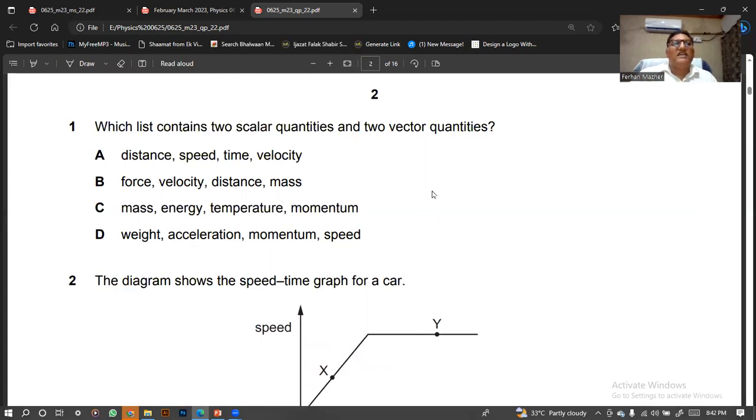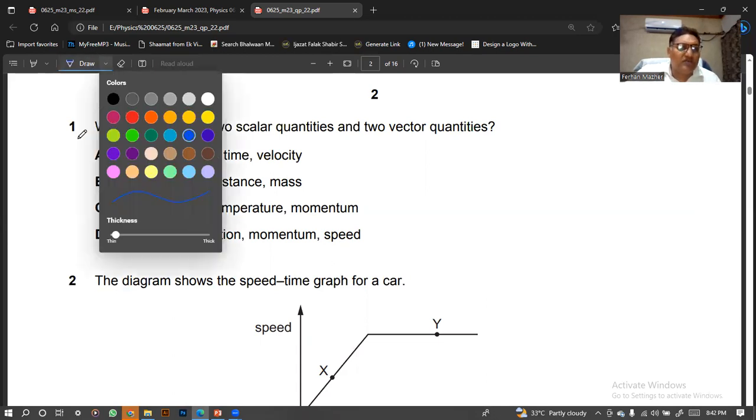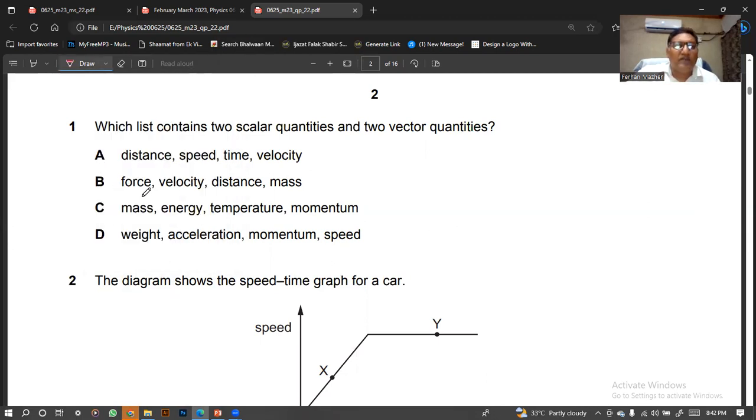Which list contains two scalar quantities and two vector quantities? Two scalar quantities and two vector quantities. Okay. So if you look here, force is a vector, velocity is a vector, distance is a scalar quantity, mass is a scalar quantity. So I think B is the right choice.